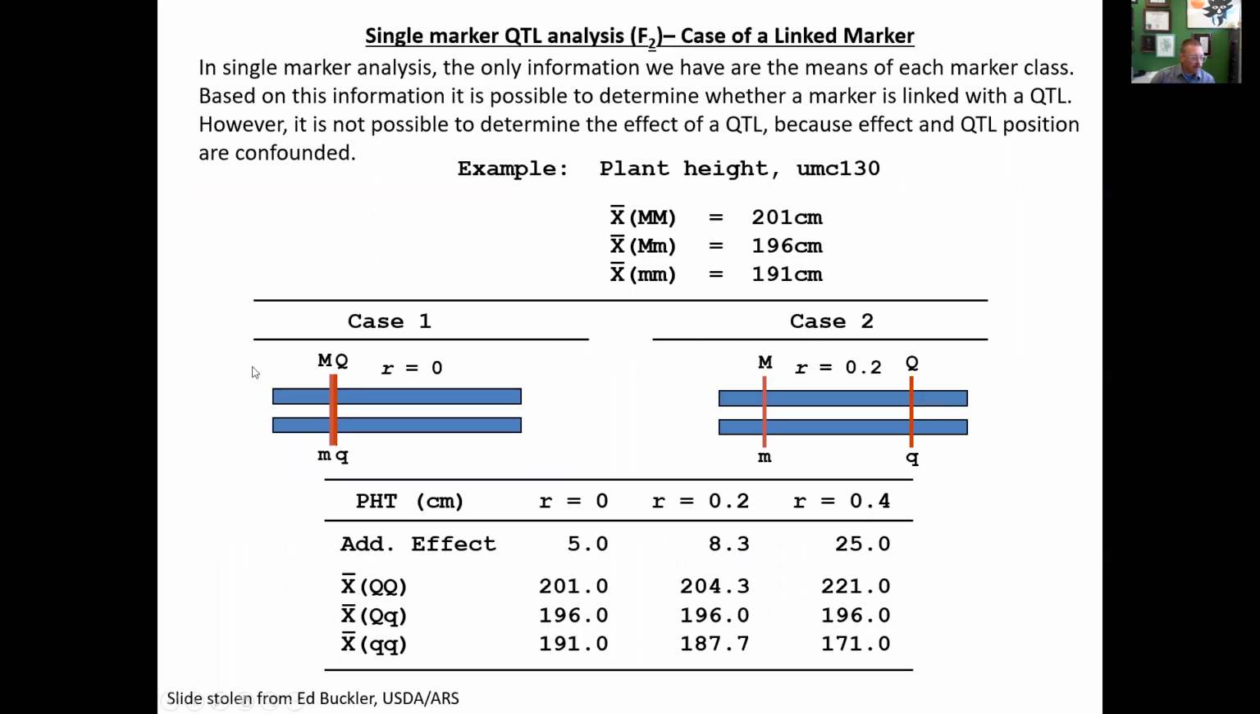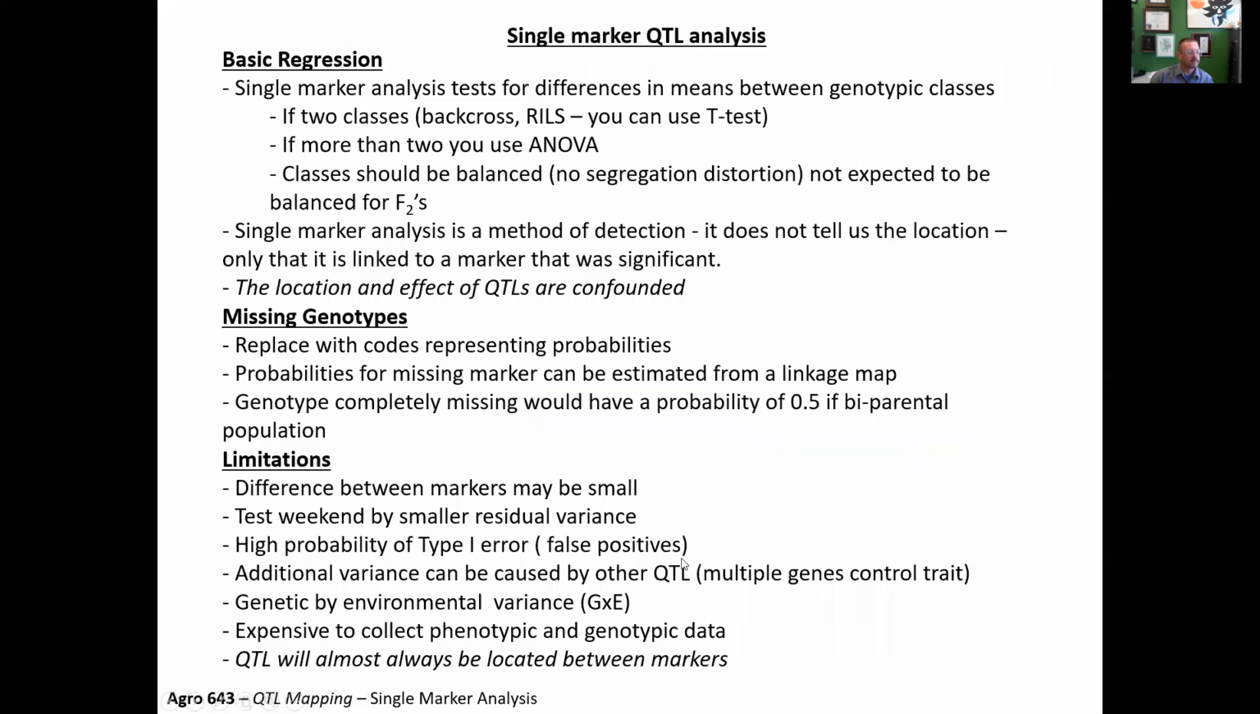So I won't go through this calculation, but it's important to remember that you're almost never actually going to have a marker that is on the QTL. There's always going to be some form of recombination, and that's going to change the effect size that we're actually able to estimate.